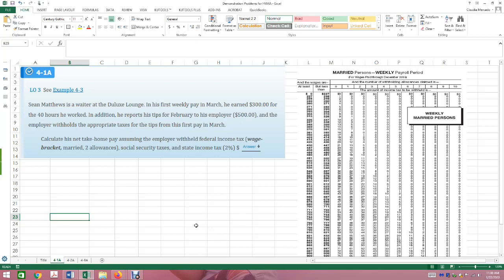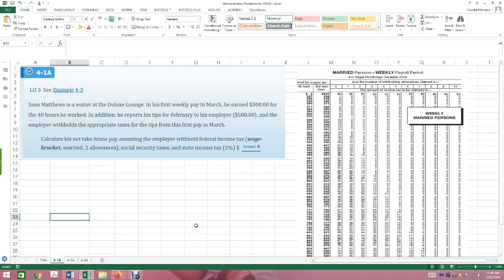So we are being asked to calculate his net take-home pay, assuming the employer withheld federal income tax using the wage bracket method, and this person is married and has 2 allowances, Social Security taxes, and state income tax of 2%. So we have to do all of these calculations to come up with the employee's net pay. How much are we going to cut the check to the employee for? In this particular problem, we are introduced to the wage bracket method.